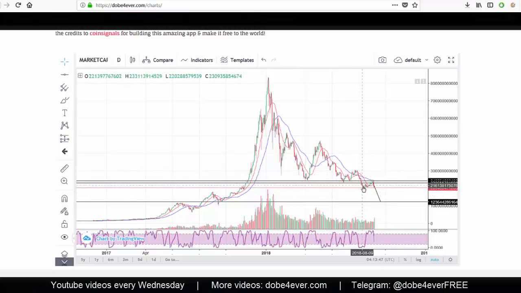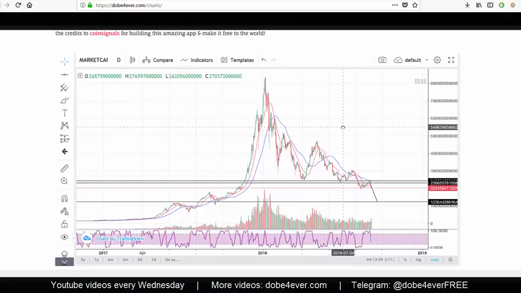And of course, if it breaks down below 6,000 and bounces back up and goes to 6,000, you're going to have all these perma bulls again calling the bottom. I don't think this is the bottom. It's not looking good at all.